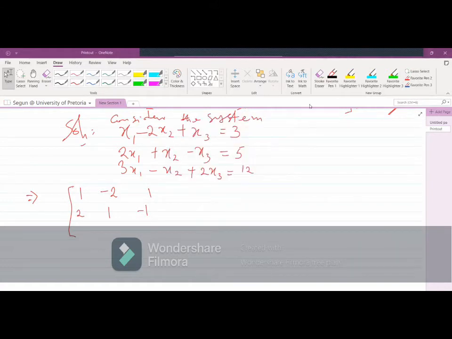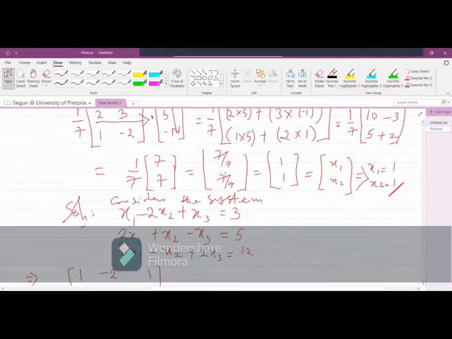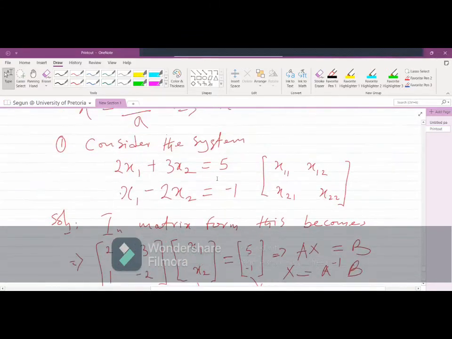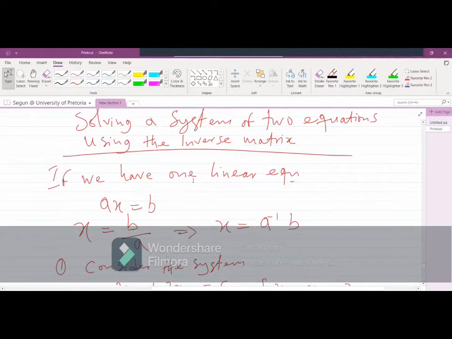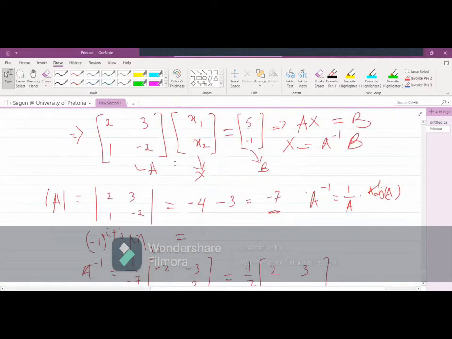So the next row will be 3, minus 1 and 2. Remember last week when we were doing this, I did something very simple when we were doing the first one. I can just scroll it up, you see. When we extracted this, you can see what I did here.